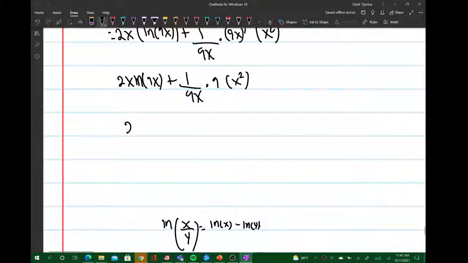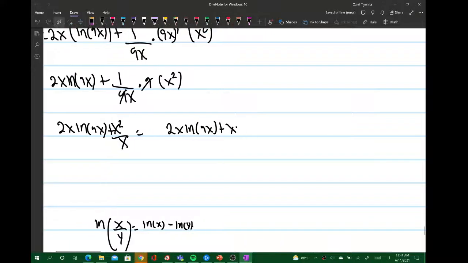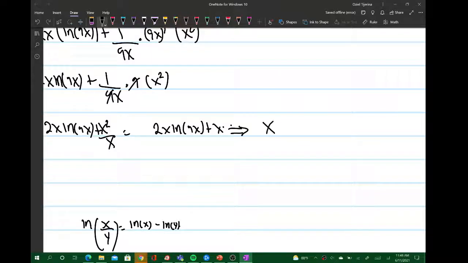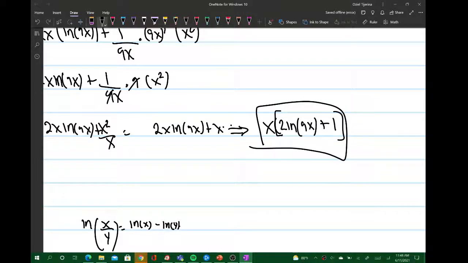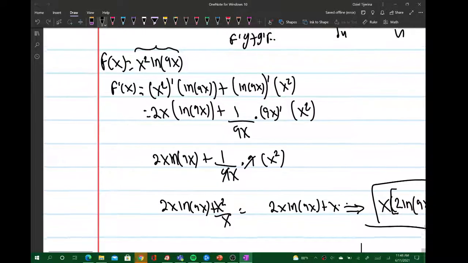So then we have 2x ln of 9x, and then the 9 cancels out, and then we have plus x squared over x, which is really 2x natural log of 9x plus x. Or you can also do it like this, x times 2 natural log of 9x plus 1. Okay, and that's how you would do that one.